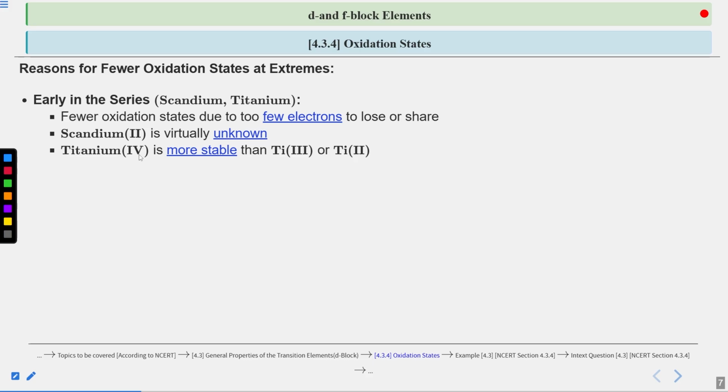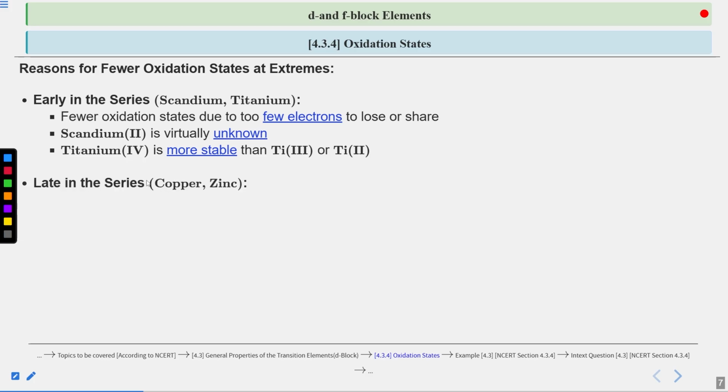The titanium electronic configuration is argon 3d2 4s2. In the outermost orbitals 3d2 4s2, 4 electrons are coming: 2 from the s orbital, 2 from the d orbital. Titanium in +4 means it has lost its 4 outermost electrons, so it is attaining its noble gas configuration, which is more stable. That's why titanium in +4 is more stable than titanium in +3 or +2.